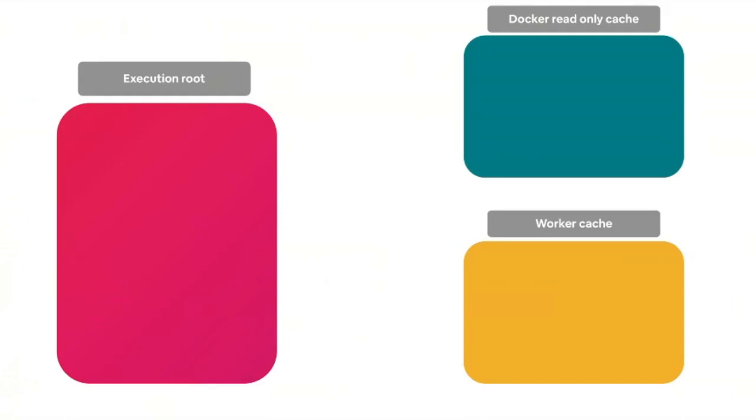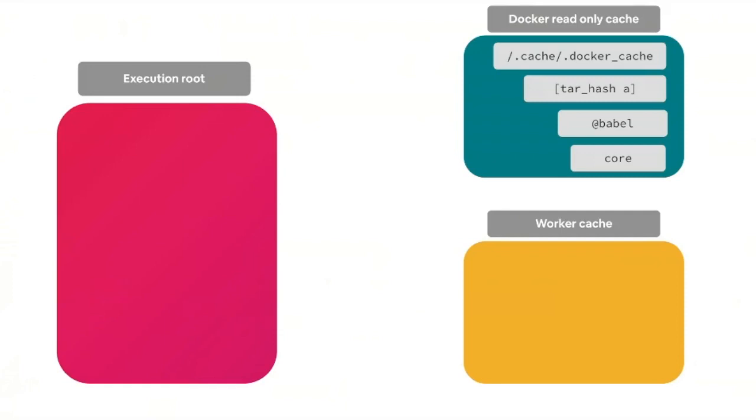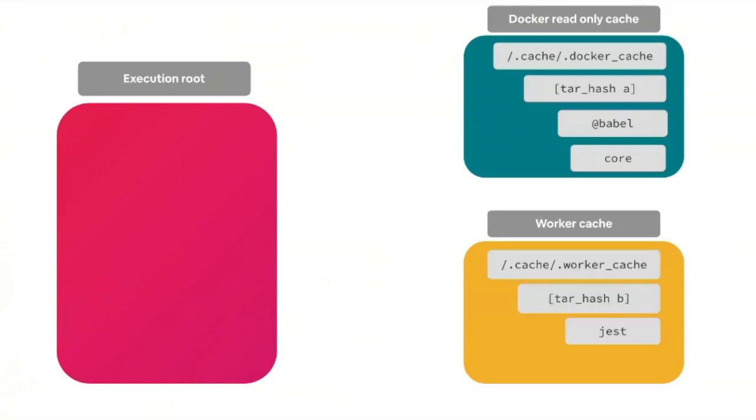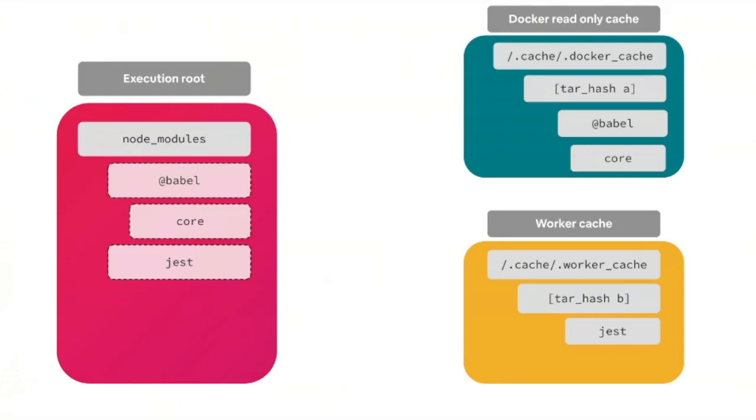And our cache changes just a tiny bit. We've just added this thing in the top right corner that is teal, if you're not colorblind, called the Docker read-only cache. So we've just added a second layer of caching, and it's going to be exactly the same. We again have the hash of the tarball under our cache, similar to our worker cache. We keep both around, and our execution route is going to be laid out the same way as well.